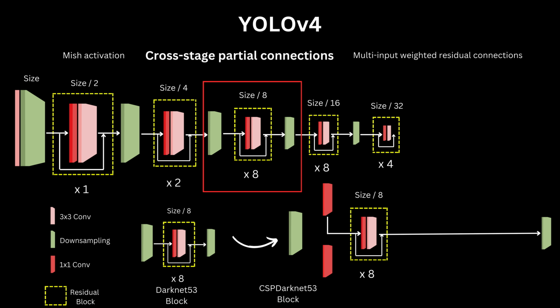After all the residual blocks, we have a transition layer, which is just 1 cross 1 convolution layer. The output of this layer is concatenated with the other part channel-wise. Then we again have a transition 1 cross 1 layer, and finally the output of this layer is fed to the next downsampling layer. CSPDarknet53, which is going to be our backbone for YOLOv4, is just Darknet53 with the original blocks replaced with these CSP blocks.